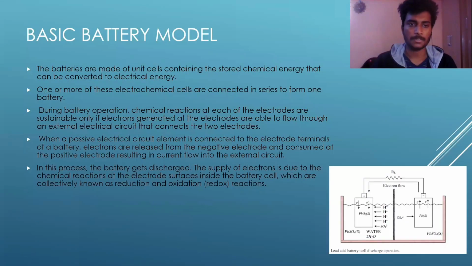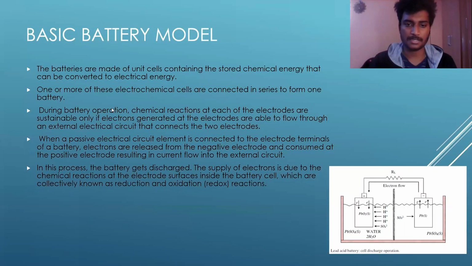Basic battery model. Batteries are made of unit cells containing stored chemical energy that can be converted to electrical energy. One or more of these cells are connected in series to form one battery. During battery operation, chemical reactions at each of the electrodes are sustainable only if electrons generated at the electrodes are able to flow through an external electrical circuit that connects the two electrodes.